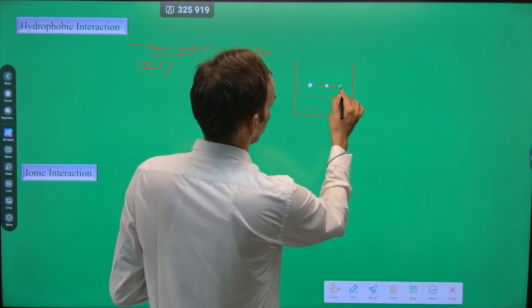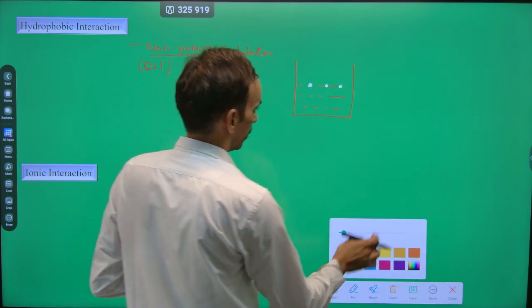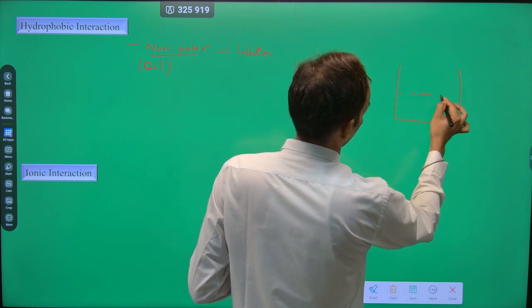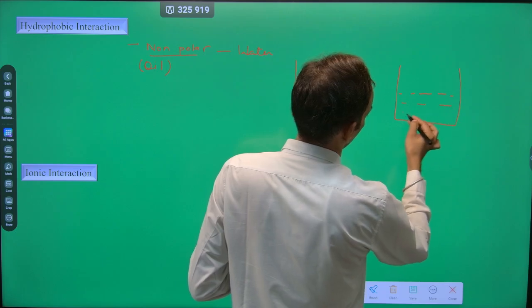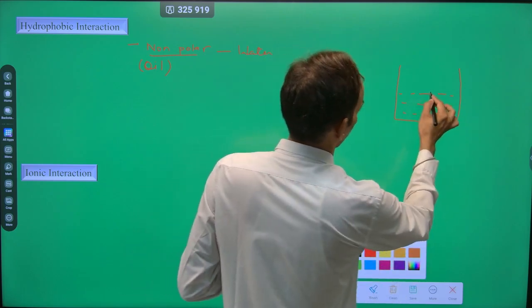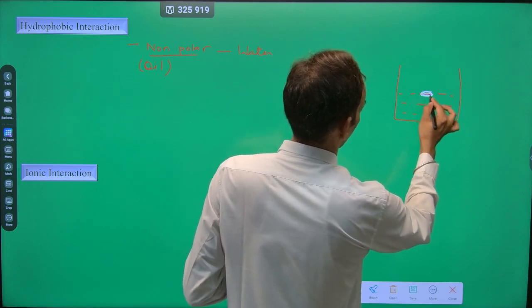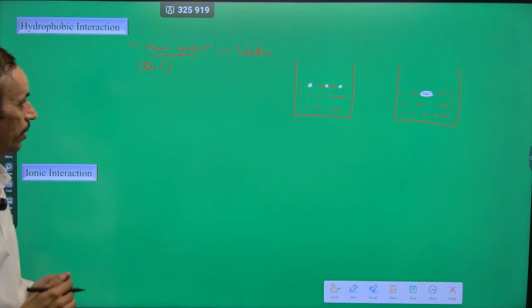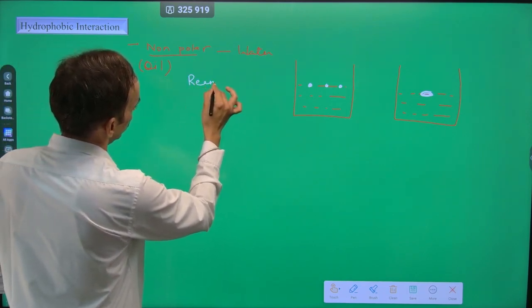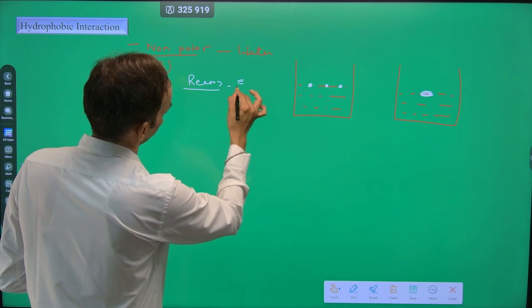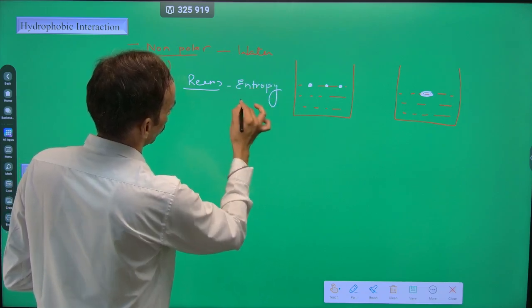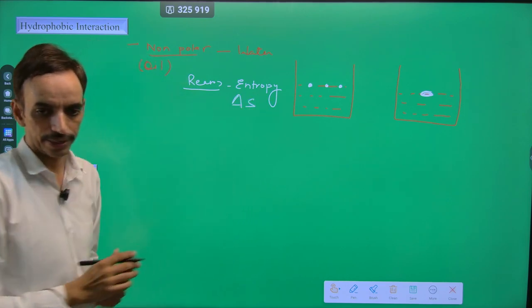ये ऑयल ड्रॉपलेट्स हैं, कुछ टाइम के बाद में the water will gather these things due to the hydrophobic interaction. What is the reason behind this? The reason is the entropy. The reason behind this is the entropy, that is delta S.